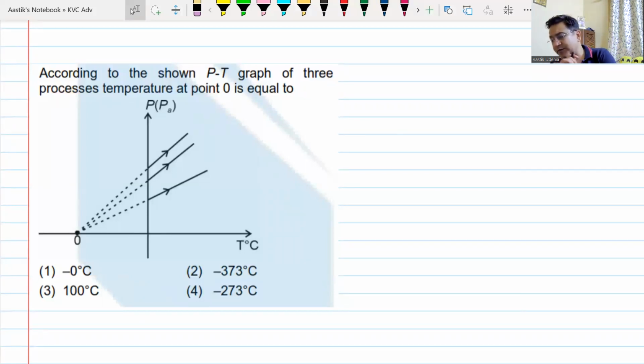Straightforward one according to the PT graph. Three different gases at different temperature. What is this point O equal to? And the answer is option 4, minus 273 degrees Celsius. Even option 4 is not exactly correct, it is minus 273.15 degrees Celsius. But here no other options are given, so the correct answer will be minus 273.